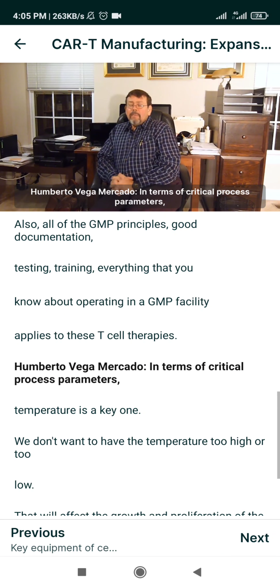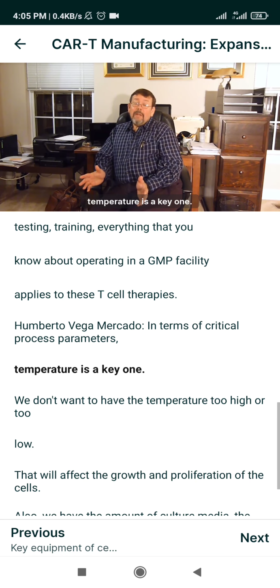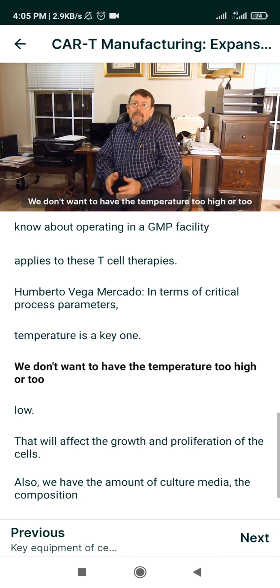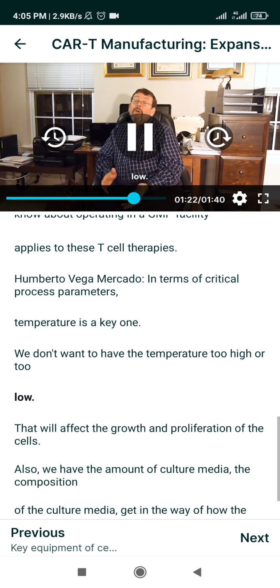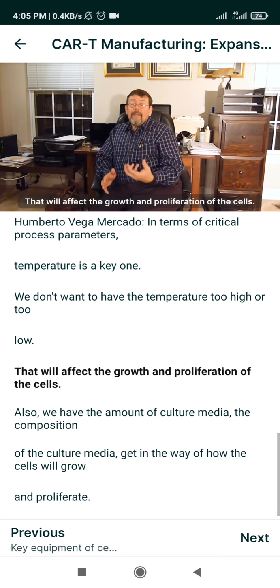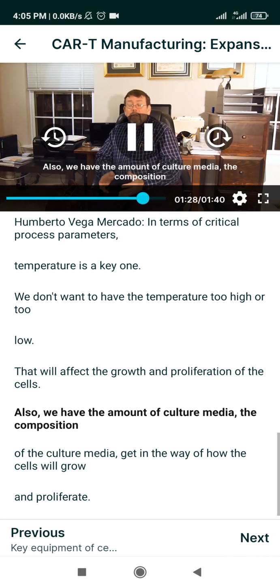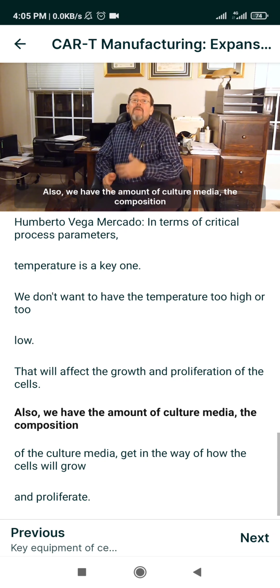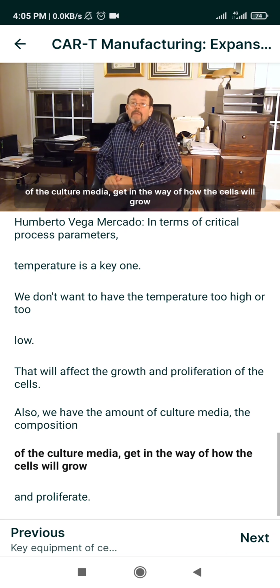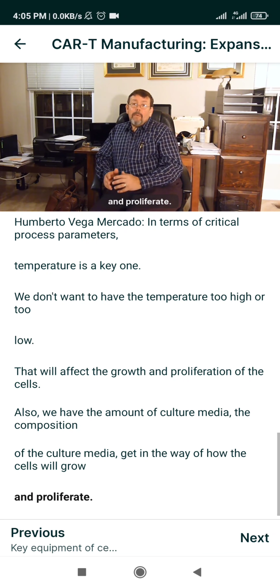In terms of critical process parameters, temperature is a key one. We don't want to have the temperature too high or too low. That will affect the growth and proliferation of the cells. Also, the amount of culture media and the composition of the culture media get in the way of how the cells will grow and proliferate.